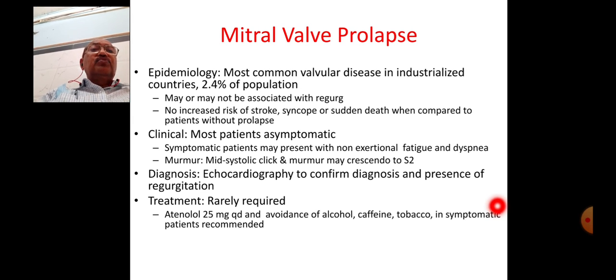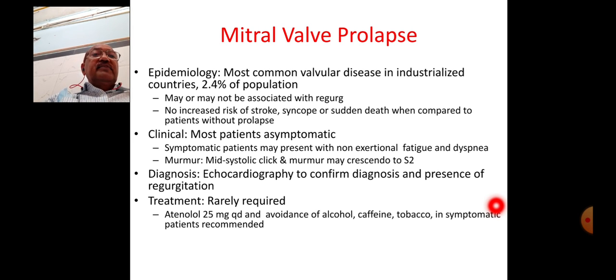A word about mitral valve prolapse. It's the most common valvular disease in industrialized countries. 2.4% of the population has mitral valve prolapse. It may or may not be associated with regurgitation. No increased risk of stroke, syncope, or sudden death when compared to patients without prolapse.